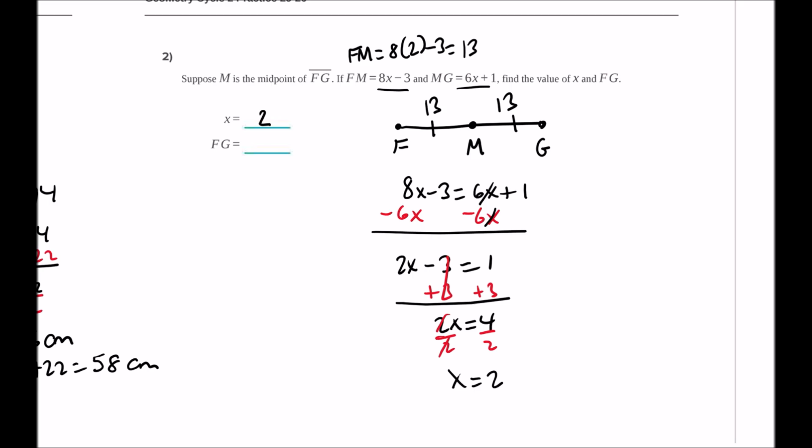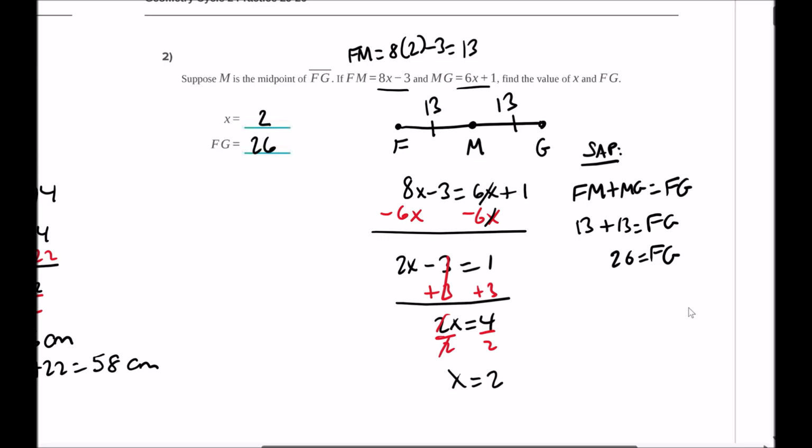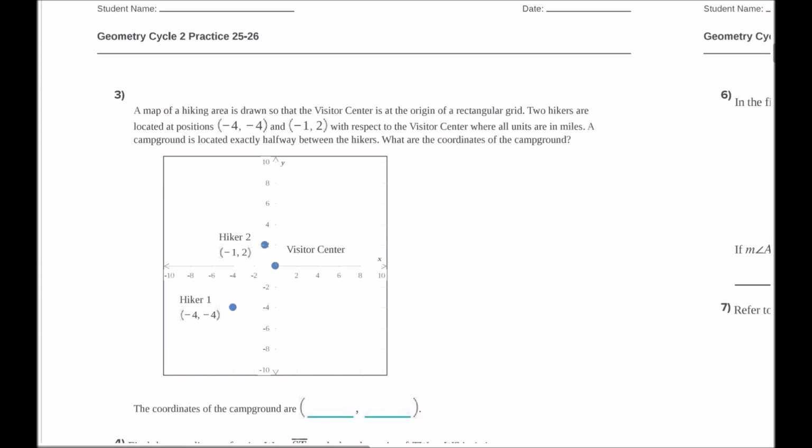And so by the SAP statement, we have FM plus MG equals FG. So to get FG, we just have to add 13 plus 13. Okay, so we got 26. All right, so that's number 2. So let's move on to number 3 here.